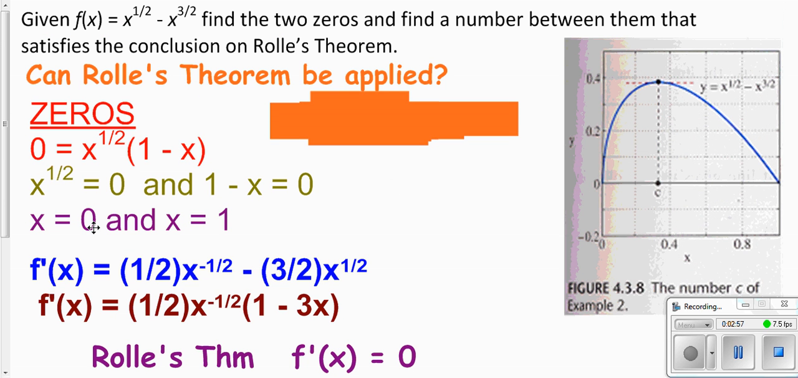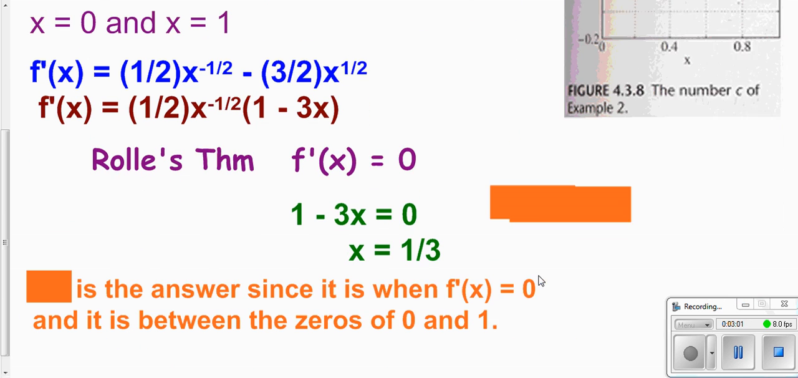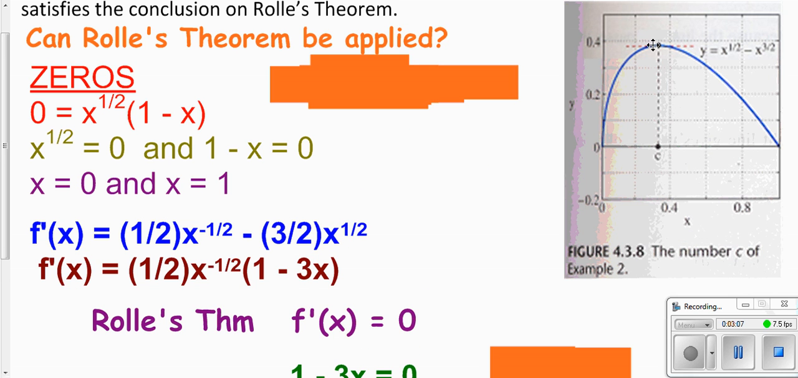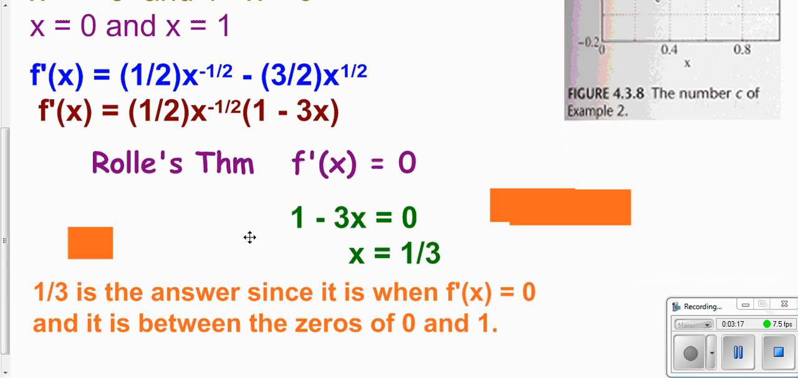Now, is 1/3 between my two numbers of 0 and 1? Oh, by George, it is. So my answer is 1/3. So if I'm at 1/3 on my function, x being 1/3, I need to have the same slope here as I did going between these two here. I need to have a slope of 0. Well, that's the case. Now, if you would have ended up having multiple answers here, the answer that you would be looking for would have to be between the two endpoints you had of 0 and 1.